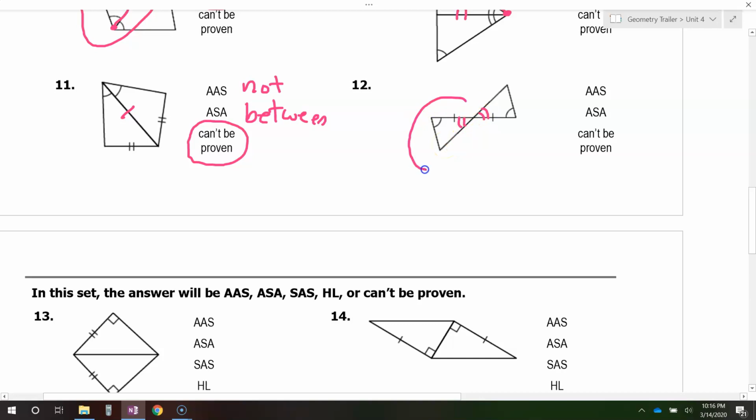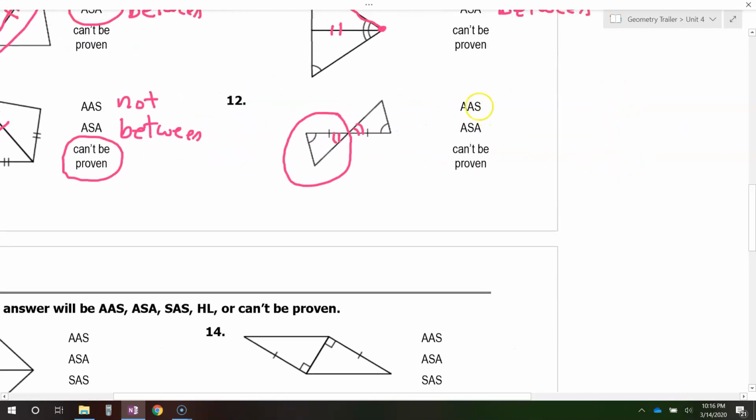Let's focus on one triangle at a time. We have 2 angles and a side. All right, so we are in business. So it should be one of these. I'm going to pick the second one if the side is between the 2 angles, and I'll pick the first one if the side is not between.